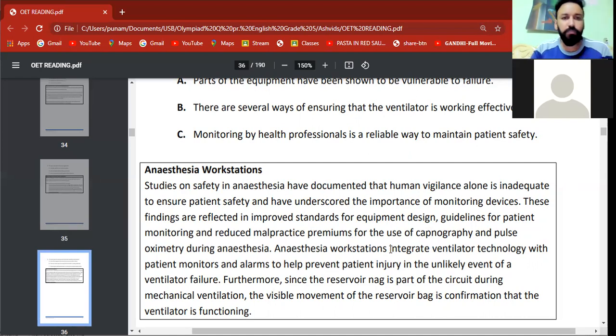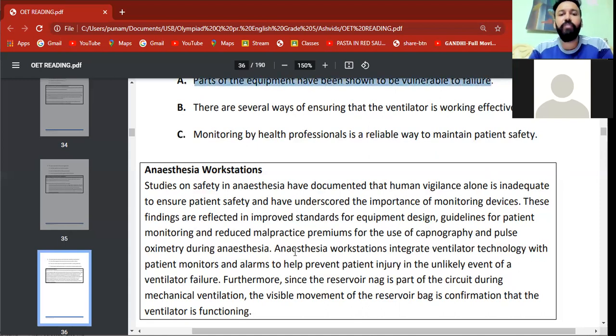Sir, I'll read the next line. Anesthesia workstations integrate ventilator technology with patient monitors and alarms to help prevent patient injury in the unlikely event of a ventilator failure. They integrate ventilator technology with patient monitoring and alarms to help prevent patient injury. But ventilator failure, where is the first option? Parts of the equipment have been shown to be vulnerable to failure.